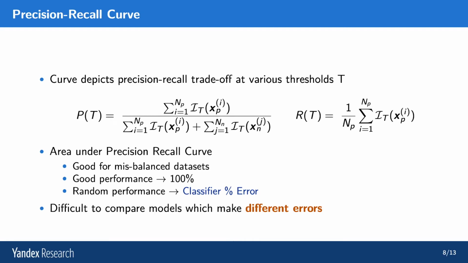Now, clearly this is misbalanced, and the correct way to assess this is via the area under precision recall curve. Now, good performance is again 100%, but random performance isn't 50% like for the ROC curve. It is the base error rate of your classifier. So if your error rate is 5%, then the random performance corresponds to a 5% area under a precision recall curve. Now, this means that you cannot truly compare area under the precision recall curve across models with different error rates or models which make different errors. But you can compare across the same model but different measures of uncertainty or different ways of estimating uncertainty for a given model.